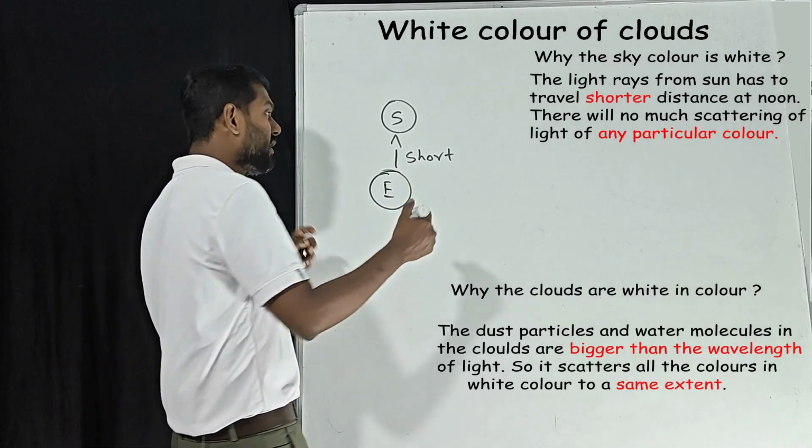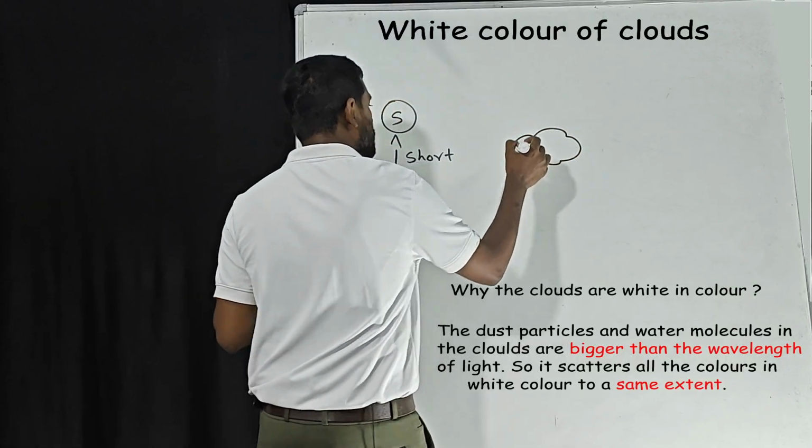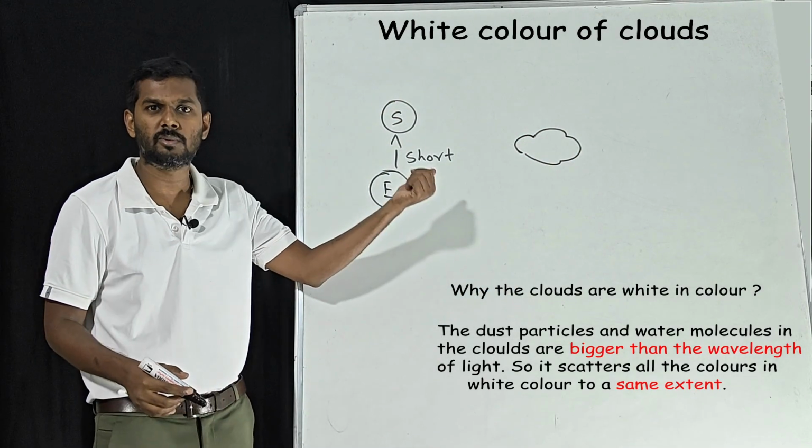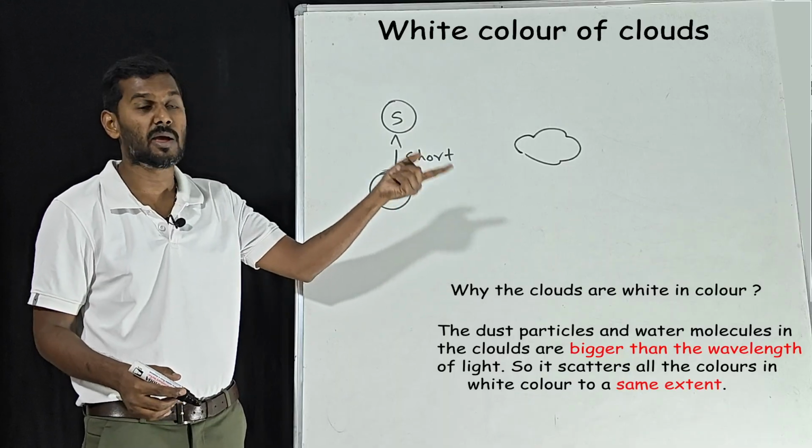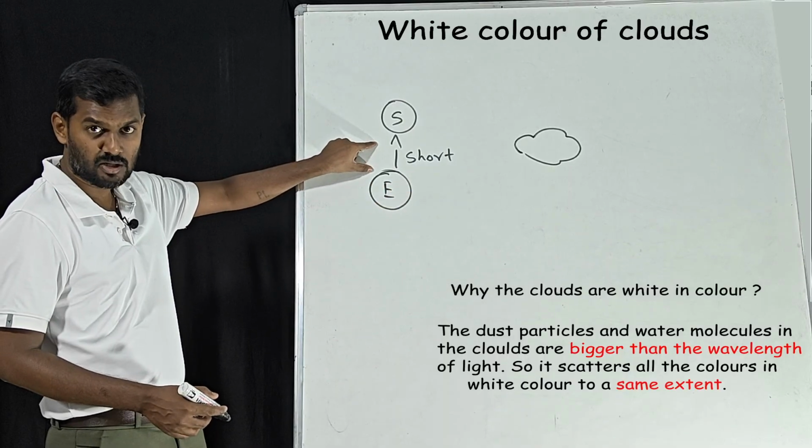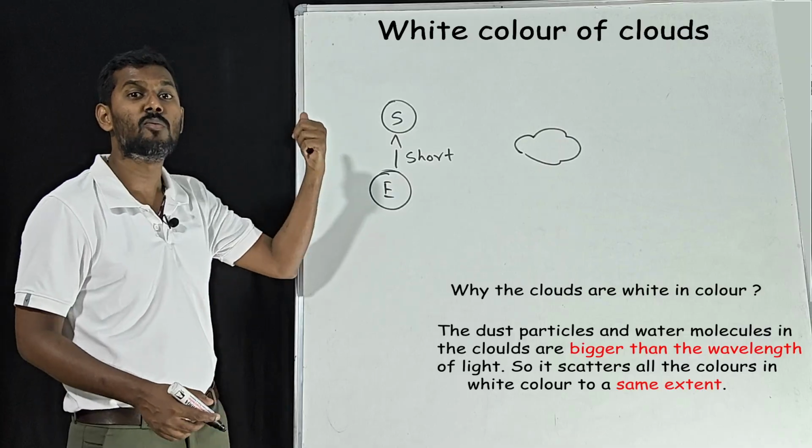Why are the clouds white? That is a completely different concept. So you should not think the concept is the same as for white color in the sky. You should not write the same answer. Here, the distance is shorter, so there is not much scattering.